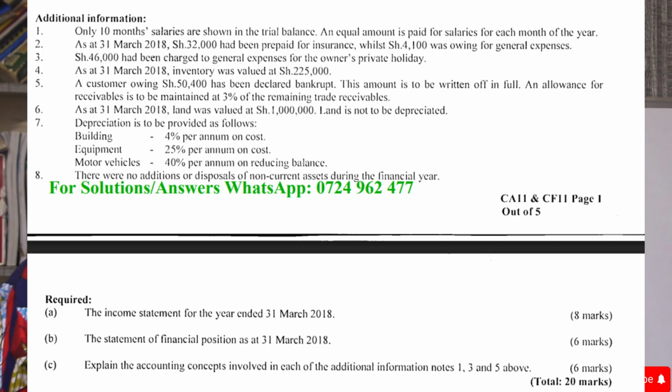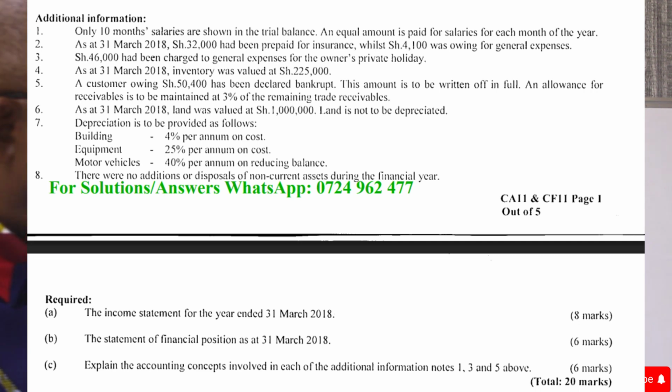I want to repeat again. When computing depreciation, you must know the difference between depreciation on cost and depreciation on reduced balance. On cost, you look at the original purchase cost. On reduced balance, you get the net book value at the beginning of the year: the balance shown in the trial balance minus the accumulated depreciation at the beginning of the year. There are no additions or disposals of non-current assets during the year.